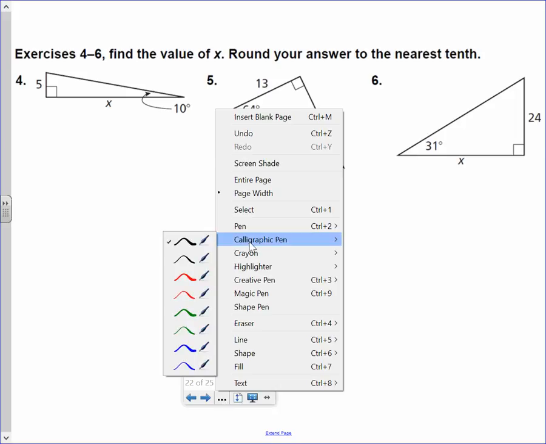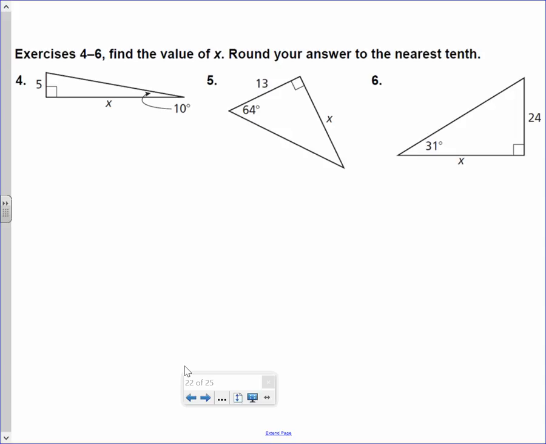There we go. All right, what's the acute angle they gave me? Well, it's 10 degrees. Opposite to 10, opposite is 5, adjacent to 10 is x. Let's form our equation now. Tangent of 10 degrees, you always put the degrees of the angle. Opposite of 10 degrees is 5. Adjacent is x. It's 5 over x.